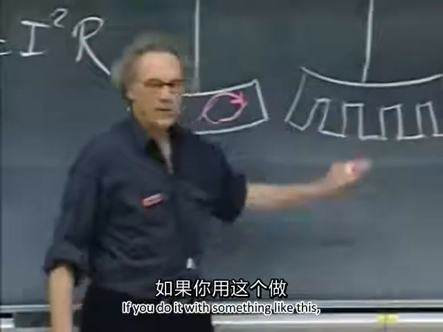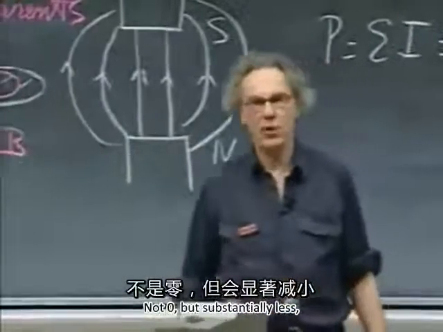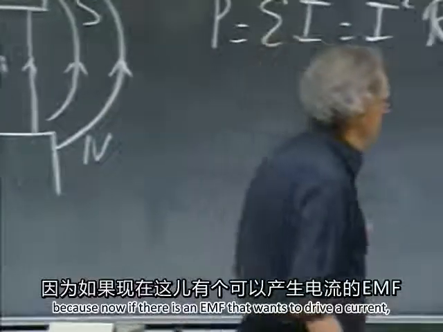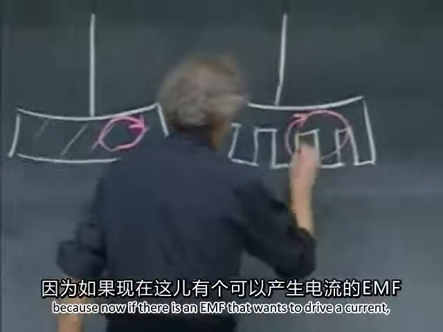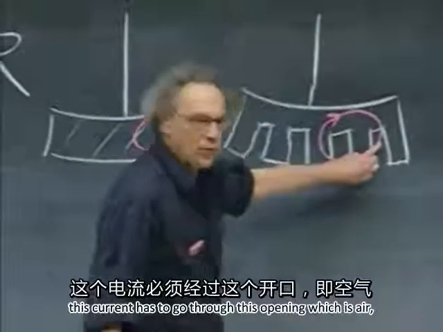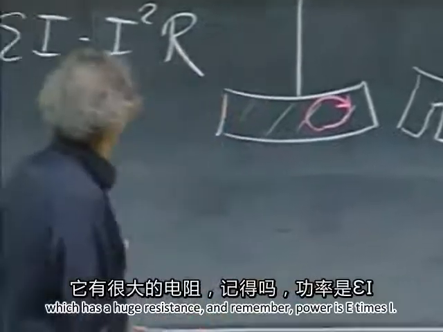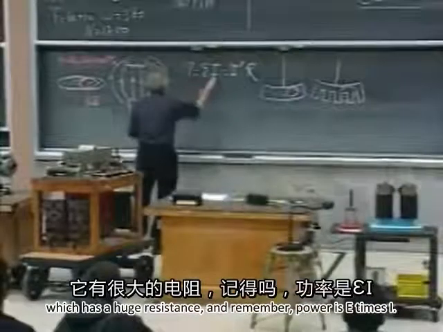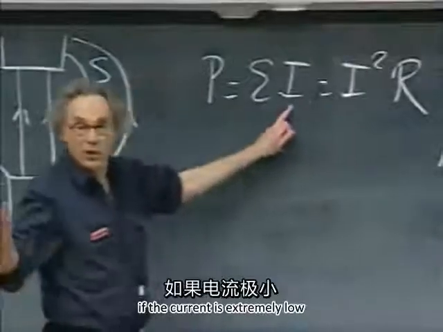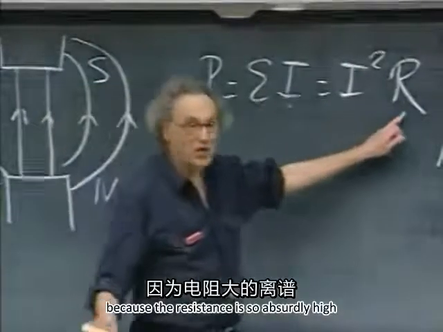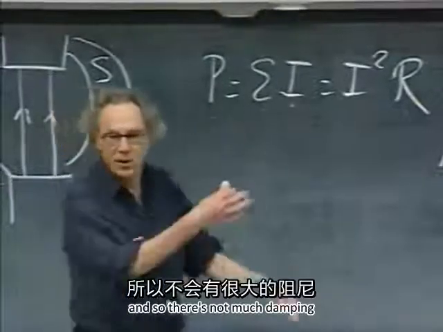If you do it with something like this, the damping will be substantially less. Not zero, but substantially less. Because now if there is an EMF that wants to drive a current, this current has to go through this opening, which is air, which has a huge resistance. And remember, power is E times I, and it's I squared R. And if the current is extremely low because the resistance is so absurdly high, then you don't dissipate much power. And so there's not much damping.